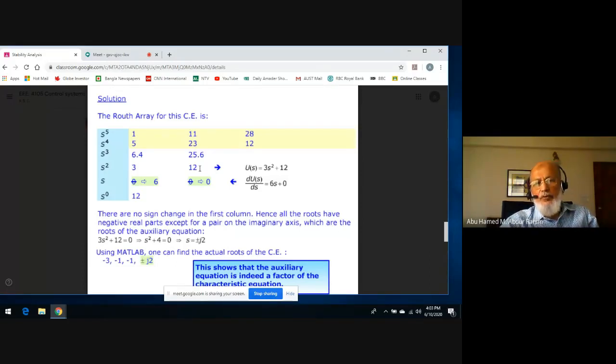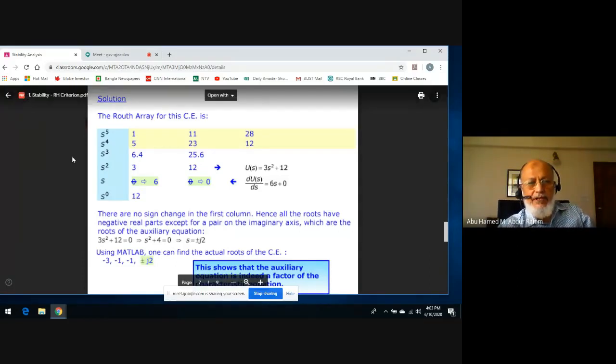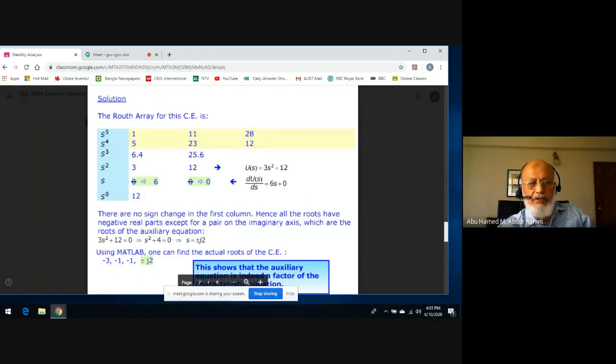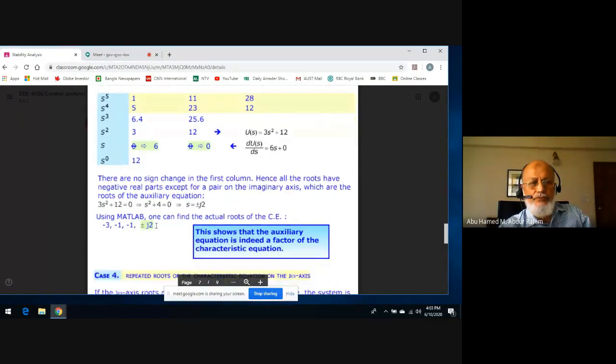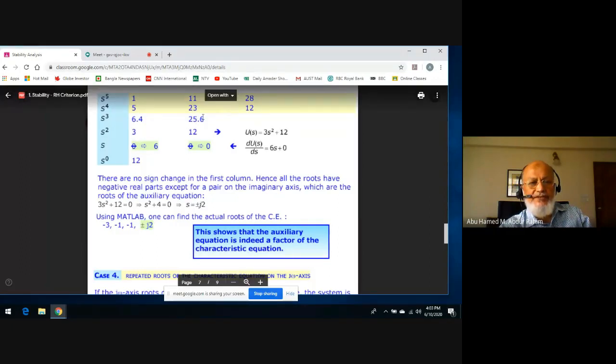So I hope you have no problem until here. Third row and fourth row. Now next, let's go to the next row. Look at what comes. This quantity is going to be 3 times 25.6. Take your calculator. 3 times 25.6 minus 6.4 times 12. Calculate the number, and that number divided by 3. See what you get.